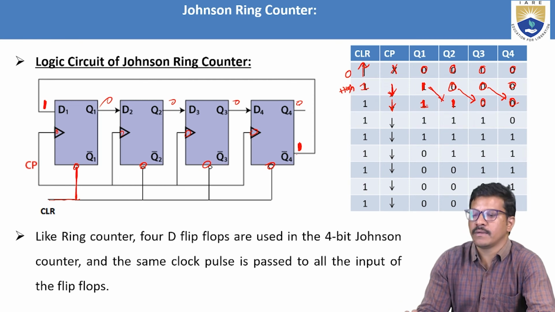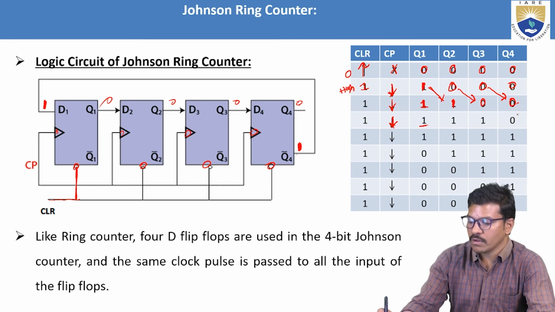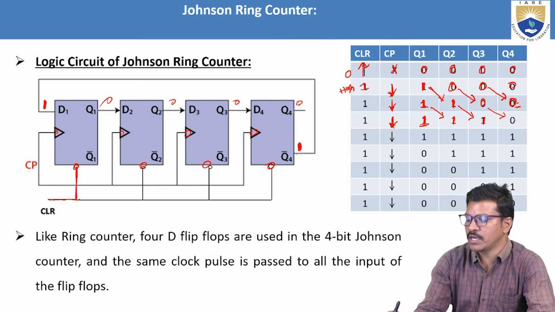Now I am applying the clock pulse a third time. When the clock pulse is applied, see what this is: the complement of Q4 bar. Q4 bar is 0, so the complement is equal to 1. That 1 is available in D1 and will pass to Q1. So this one is passed to 1, and at the same time 1 passes to the next, and this 0 passes to here.